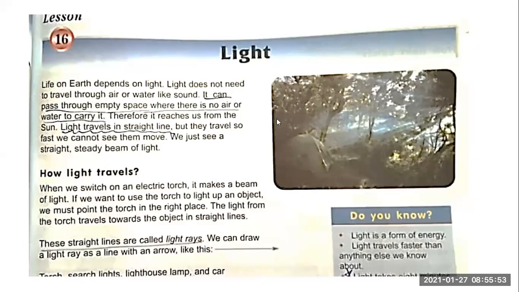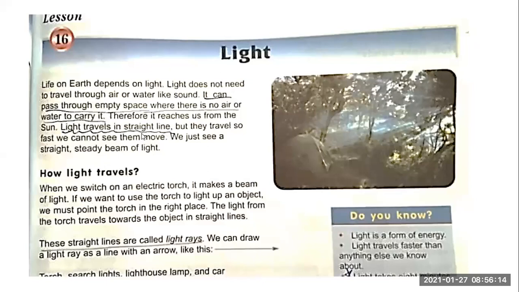So this is the page of your book. Here you can see your chapter started from this page. Okay, so many things regarding this chapter we have learned. What kind of things we need to remember? Light travels in a straight line. This is a really important line, okay?